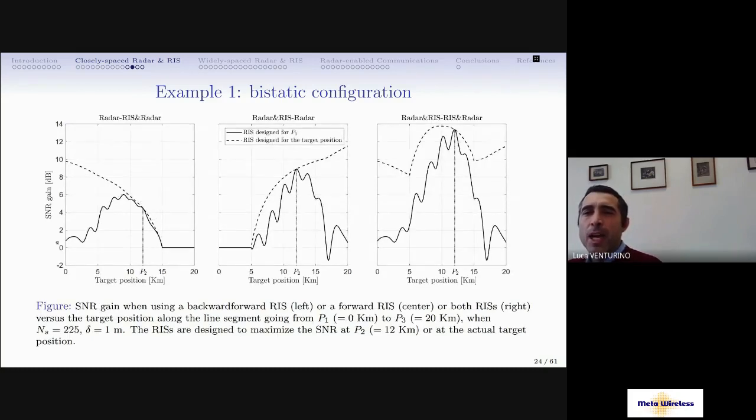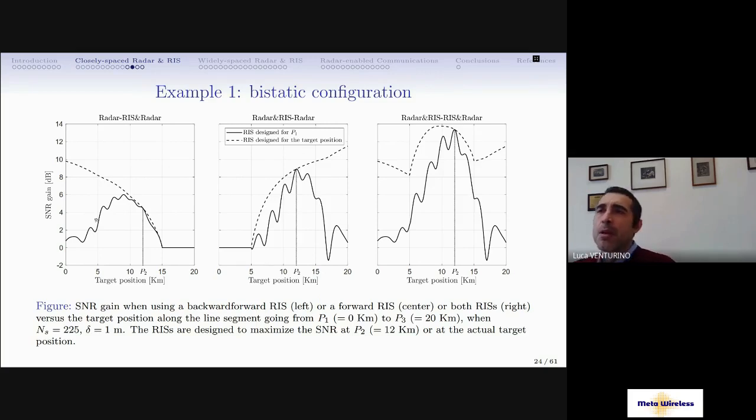In here, we also have a solid line. What is this solid line? Well, this solid line shows you the performance that you get when, instead of optimizing the RIS for the actual target location, you optimize the RIS for a nominal target location in P2. So in P2, actually, the solid line and the dashed line touch because they are both optimal. But when we move away from P2, you can see that, of course, if you don't have a matched design, but you have a mismatched design, you have some losses. But still, you get some gain. So the good thing is that even though we are not optimizing the RIS for the actual location we are looking at, we can still get gains.